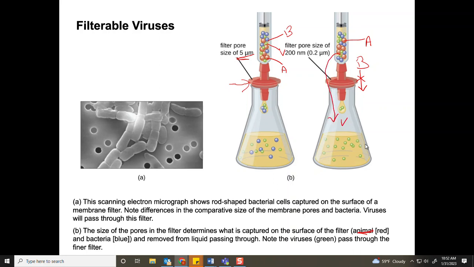And so then what they observed is that this filtrate, again the fluid that passed through, contained infectious particles. So there was something smaller than bacteria that was capable of causing disease, and they called them viruses.